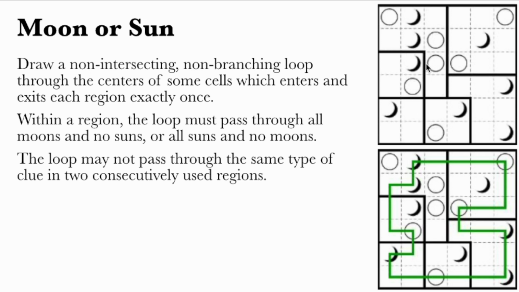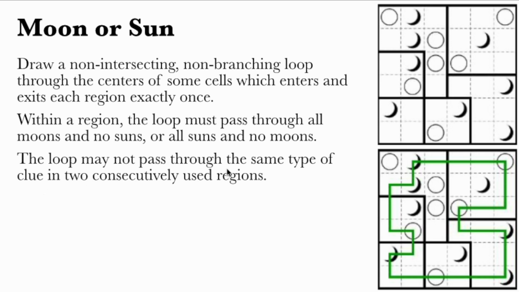Regions are defined by the dark lines surrounding the cells in the grid. Within a region, the loop must pass through all moons and no suns, or all suns and no moons. So you can see an example of that in this first region in the top left, where the loop passes through all of the moons and avoids the 3 suns. Or this one does the opposite.